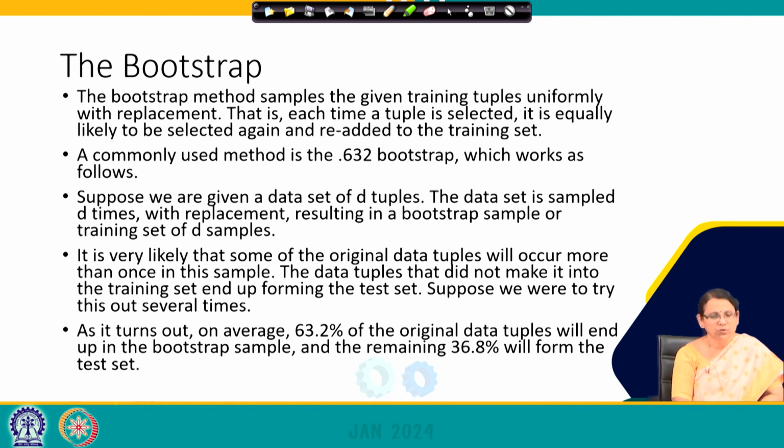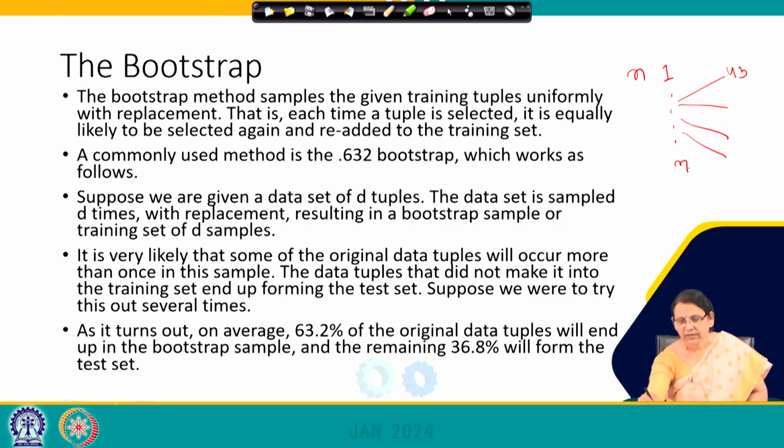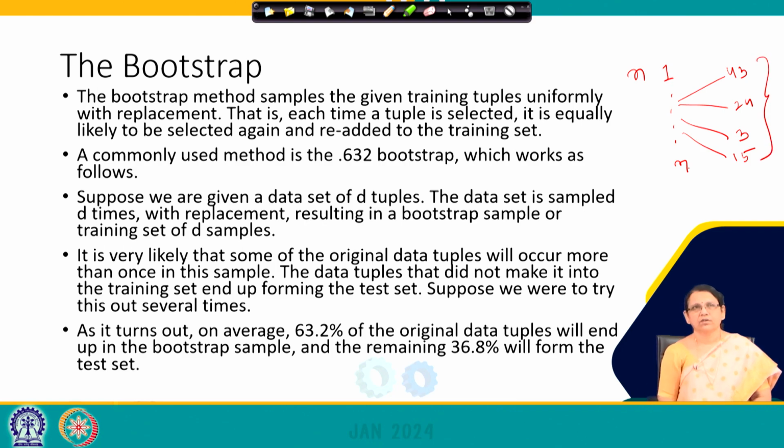Now, come to the bootstrap. The bootstrap method samples the given training tuples uniformly with replacement. Now, what is with replacement? Suppose you have n records, 1 to n. From this you choose a part for your training set. Let us say you have chosen 43, 24, 3 and 15 as part of your training set.